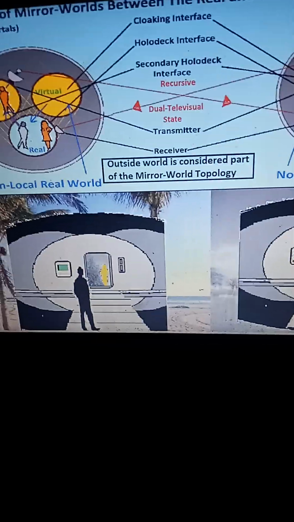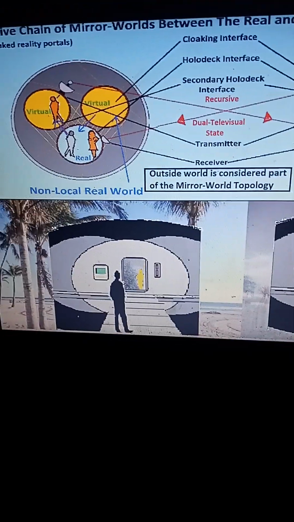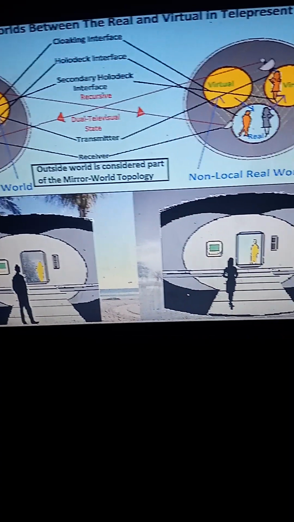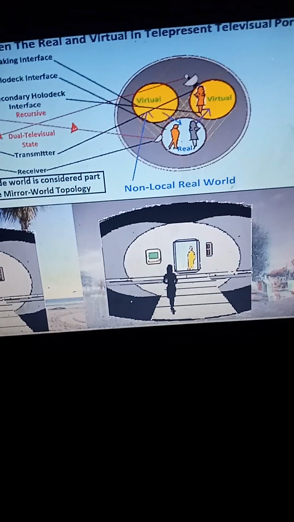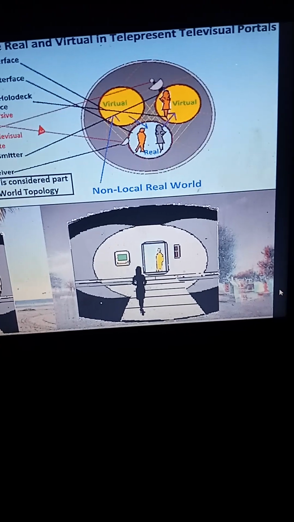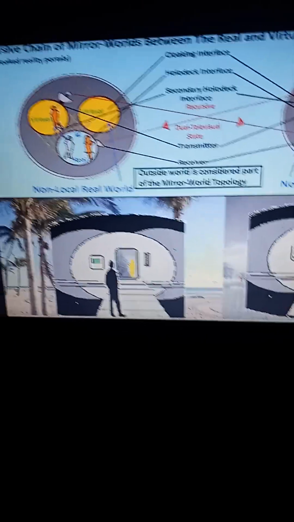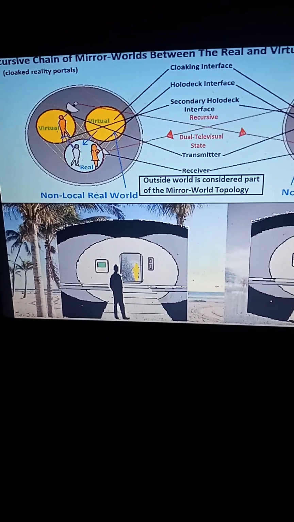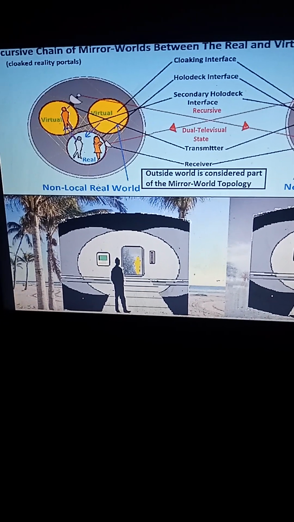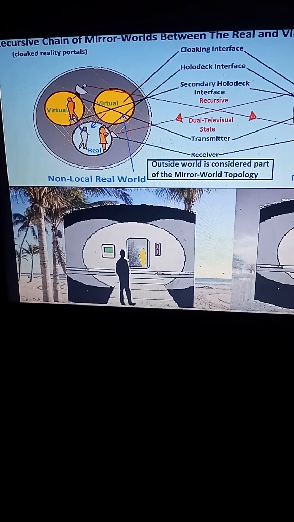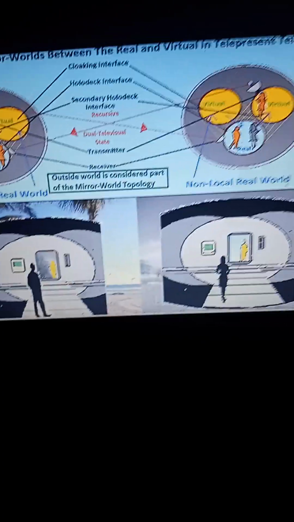And the application of this mirror world topology, I believe, will be an important part of cosmic portals, connecting not just distant parts of our reality, but entirely different realities altogether.